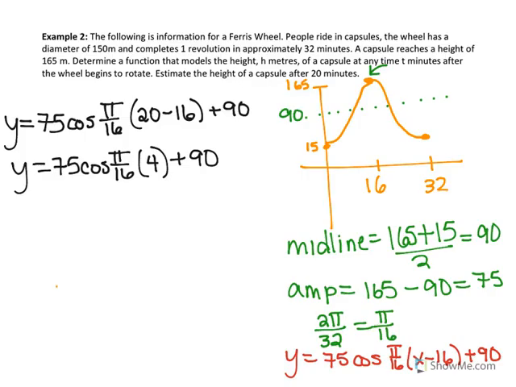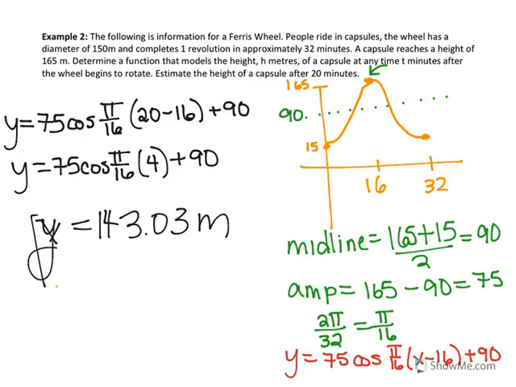Remember, because we're dealing with a real life problem, you should be using radians. The number you should get is, oops, it should be y, not x, 143.03 meters. So that makes sense. It'd be somewhere in here at 143 at 20 minutes.